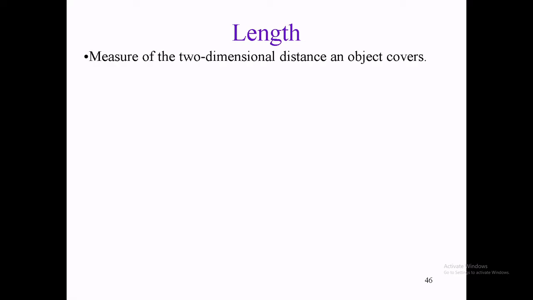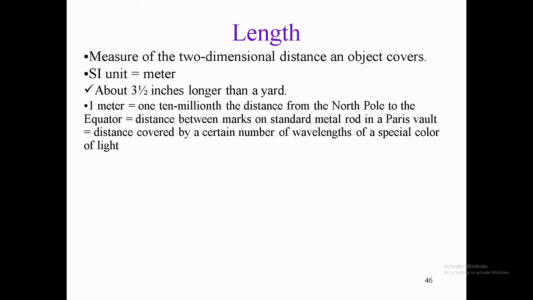We'll start with length. This is the measure of a two-dimensional distance, the distance an object covers. So this is the distance between 2 points, essentially. The SI unit, as we talked about, is going to be the meter. This is about 3.5 inches longer than a yard, if you're used to that. So a little over 3 feet. 1 meter is equal to 1/10,000,000th of the distance from the North Pole to the equator, the distance between marks on a standard metal rod in a Paris vault, and the distance covered by a certain number of wavelengths of a special color of light.